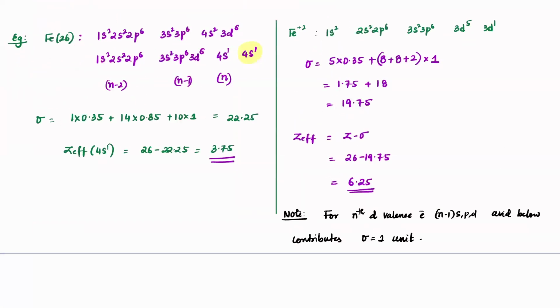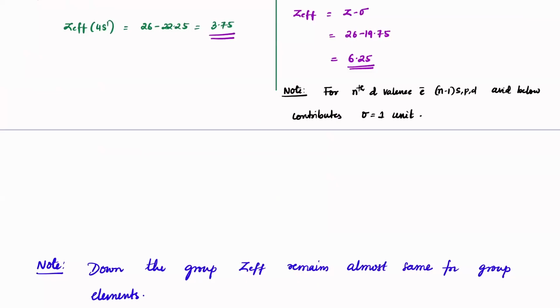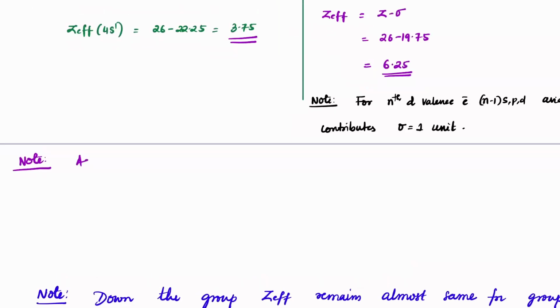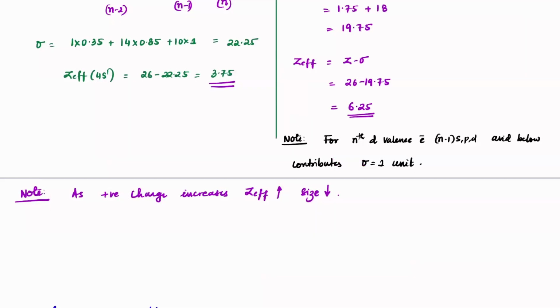This brings us to the other conclusion. Note this down, okay? Note that as positive charge increases, Z effective value increases, and if Z effective increases, size decreases. Correct? I think this factor is clear.